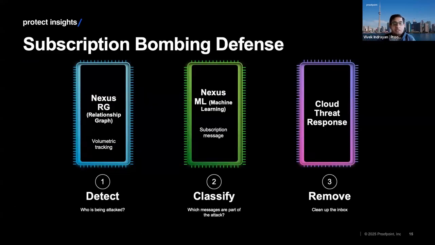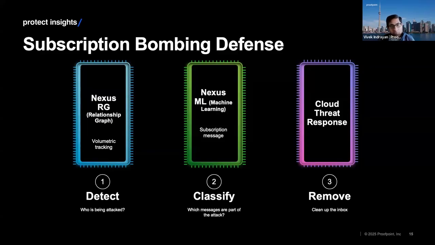Proofpoint has recently released advanced detection and classification capabilities using our machine learning and various other models, which are part of the Nexus family, to detect and stop a bombing attack as it transpires. But this detection and classification is based on volumetric tracking, because we need to see a burst of emails being delivered to the end user in a short amount of time, which means there's always going to be a few emails that were initially delivered to the targeted end user, which now need to be cleaned up. And that cleanup is what is now going to be performed by CTR.